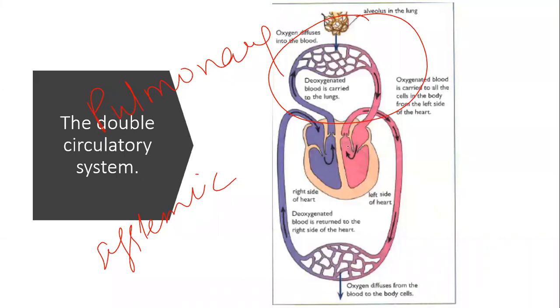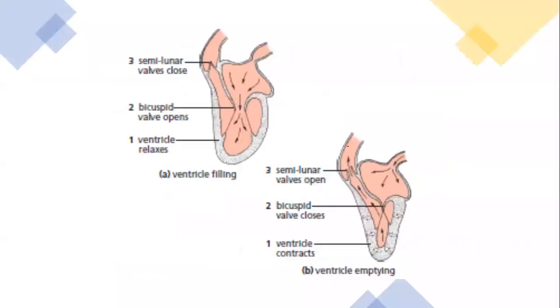Secondly, larger organisms also have a higher metabolic rate, which means they have more demand for glucose, oxygen, nutrients and so on. That is why you need a double circulatory system, to make sure you can pump the blood fast to all areas of the body and meet those metabolic demands. So those are the advantages of a double circulatory system.